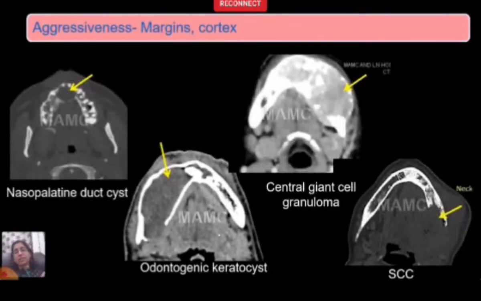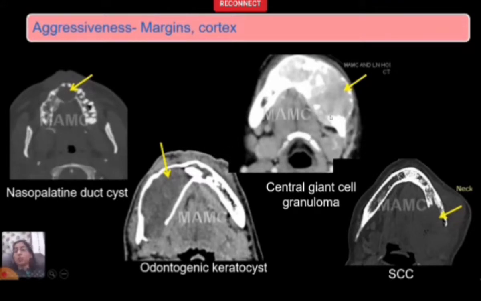How aggressive does the lesion look? For aggressiveness, look at the margins of the lesion, look at this adjacent cortex, look at the adjacent teeth. This is a well-defined lesion, a fairly well-defined lesion. The cortex is not disturbed, it is intact. This looks like a non-aggressive pathology.